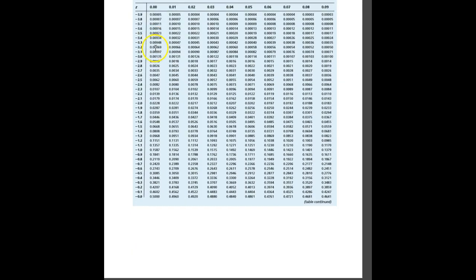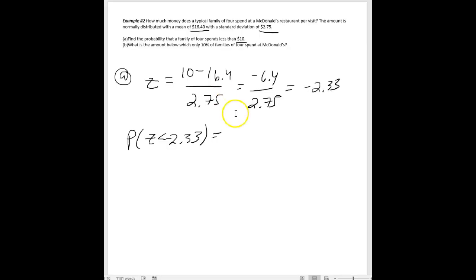So we go over here to the negative side. We look for negative 2.3, walk on over to 0.03, so negative 2.33, and we get 0.0099. Okay, so that is roughly 1%, right? So it says find the probability that a family of 4 spends less than $10. The probability is 0.0099, or just slightly under 1%.